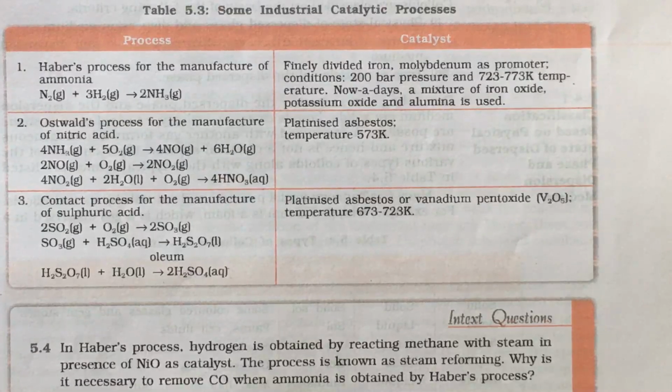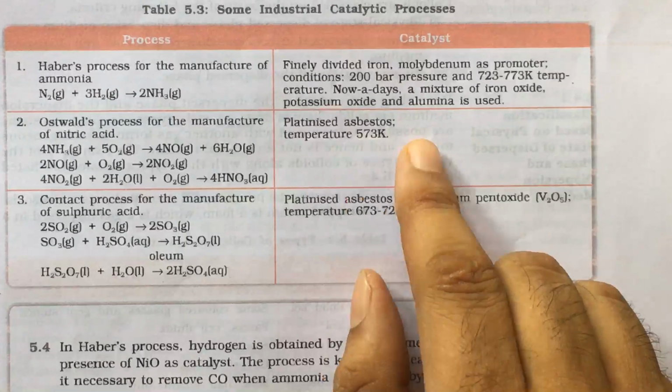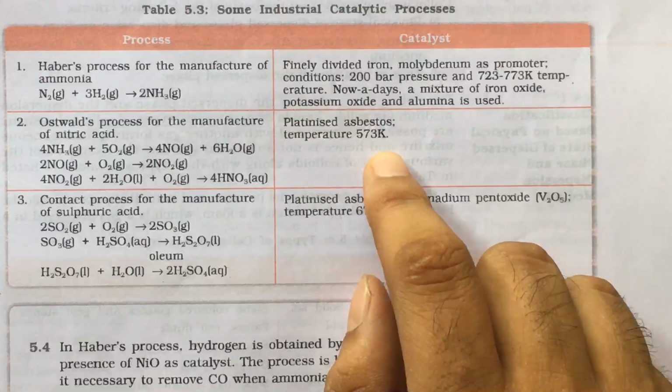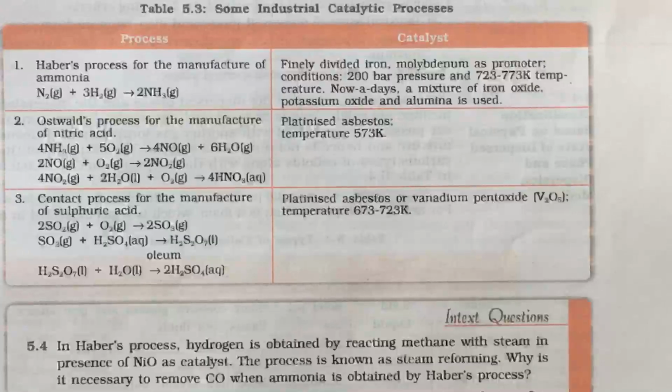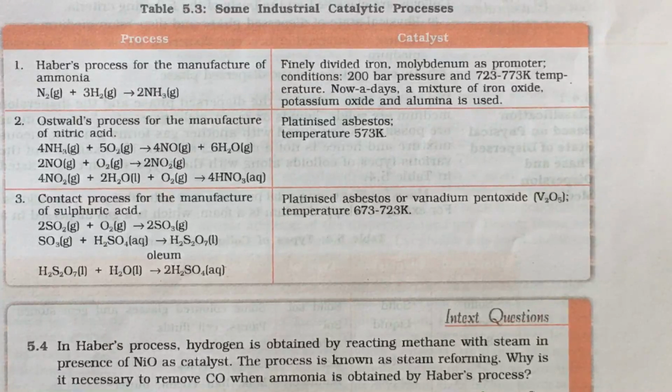So in Ostwald's process, in the first step, we need to use platinized asbestos. Temperature is 573 Kelvin. Pressure is not mentioned here, it is 9 bar pressure. And in the contact process, for the oxidation of sulfur dioxide into sulfur trioxide, we are using V2O5 or platinized asbestos. Temperature is 673 to 723 Kelvin. This will be taught in the chapter of P block, group number 15. So these are certain important catalysts which are used in the industries. Is it clear, students? You can note it down or refer to your NCERT book. Just note it, students.